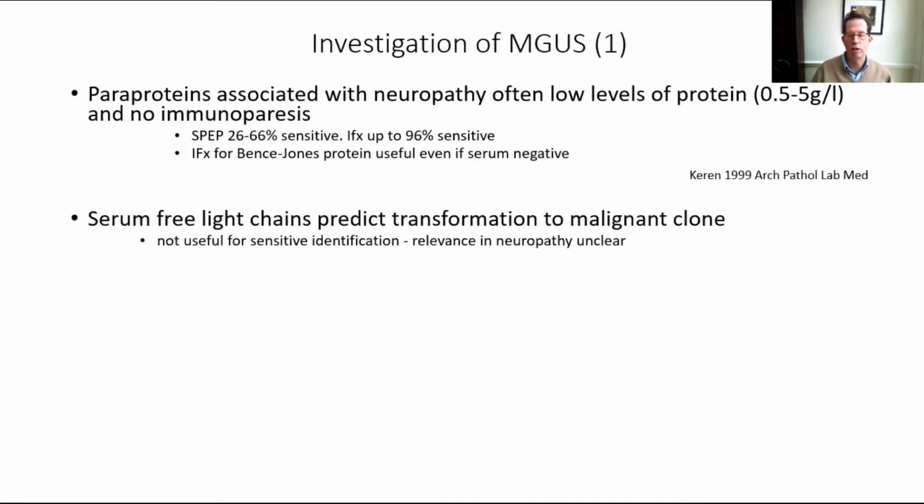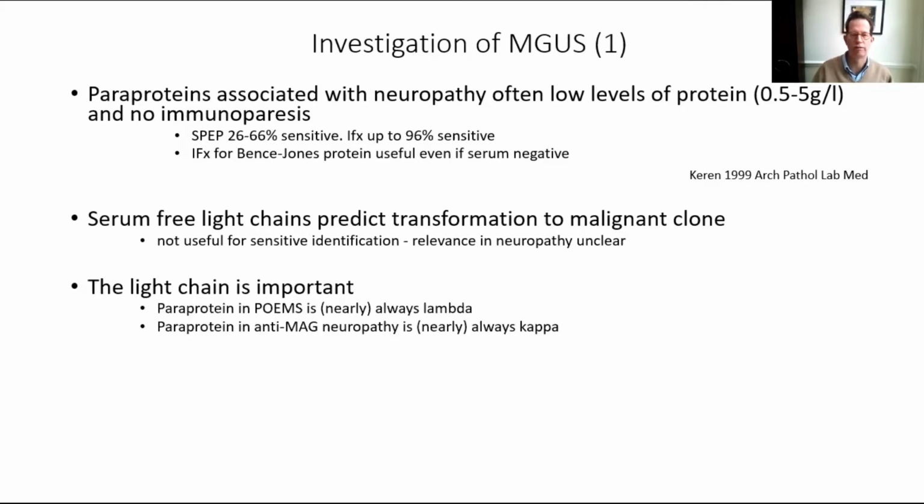Serum-free light chains are really only useful for predicting transformation to malignant clones. Again, identifying low-level paraproteins with a serum-free light chain assay is fraught with difficulties and lack of sensitivity, as quite often the paraprotein is of such low level that it doesn't change either the individual light chain or the ratio of kappa to lambda, meaning that you do not identify it. The light chain, though, is really important and can be identified from the immunofixation, because POEMS syndrome is nearly always lambda associated, and anti-MAG neuropathy with IgM paraproteins is nearly always kappa associated.